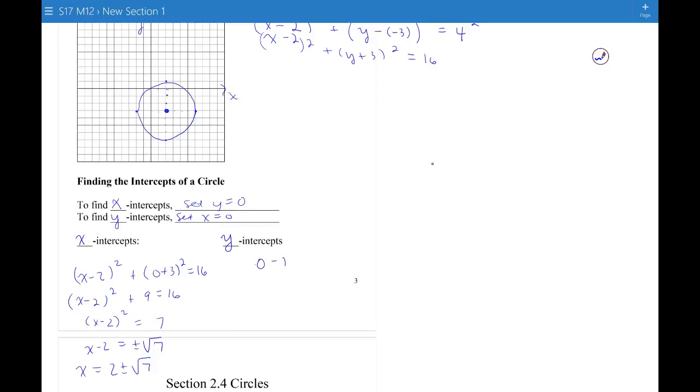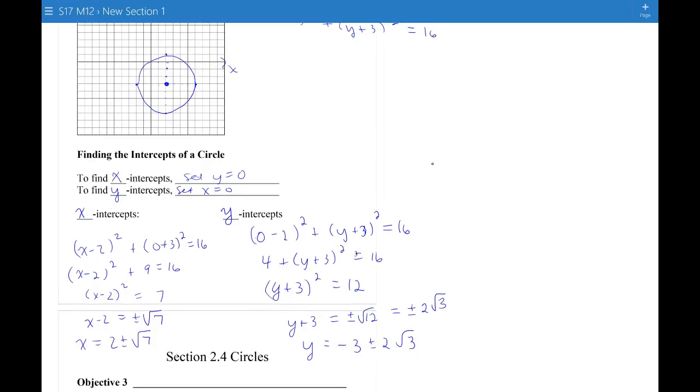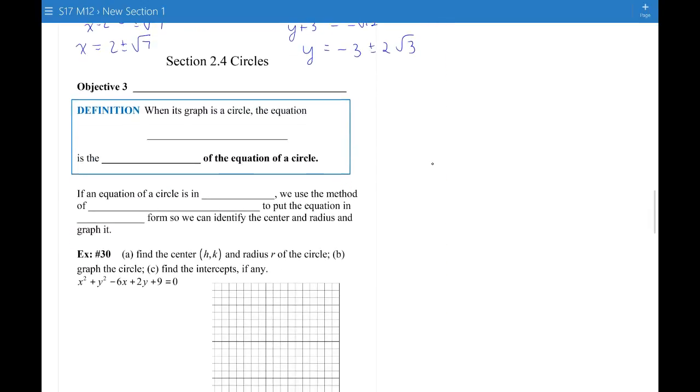Then the y-intercepts we would find by setting x equals 0. So we'd have 0 minus 2 quantity squared plus y plus 3 quantity squared equals 16. So 4 plus y plus 3 squared equals 16. y plus 3 quantity squared equals 12. So y plus 3 equals plus or minus the square root of 12, but we need to write that as plus or minus 2 root 3 because we've got to simplify radicals. So y equals negative 3 plus or minus 2 root 3. So that's how we find the intercepts for the circle.